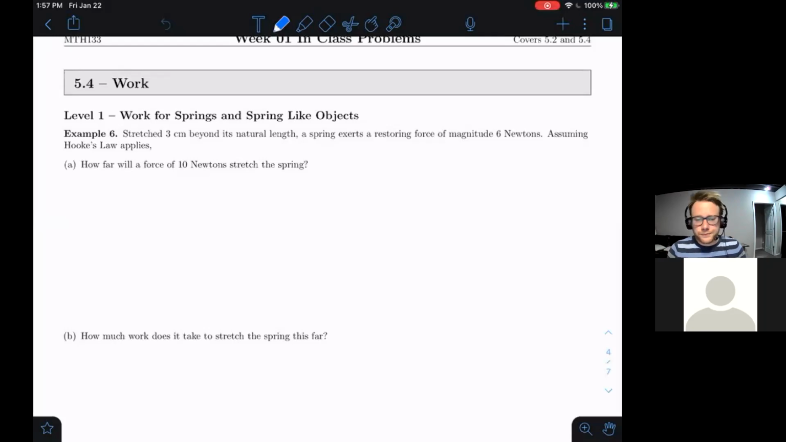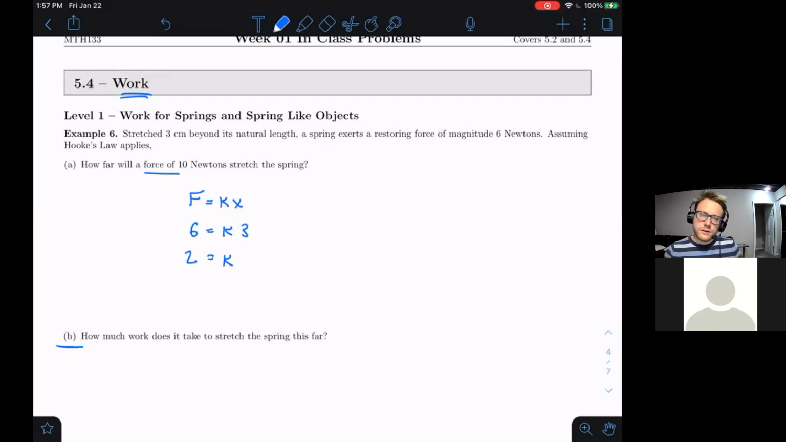An important thing here is that, as with some of the problems, it's not asking yet about work. The big thing here is about work, and in fact, part B, we get into work. But this right here is just asking another question about force. It says Hooke's law applies, so force is equal to K times X. You have a couple of pieces of information: stretch 3 centimeters beyond its natural length, and we know what force comes out. We have a force of 6 newtons if you stretch 3 centimeters, so this will give us that our K value is going to be 2.